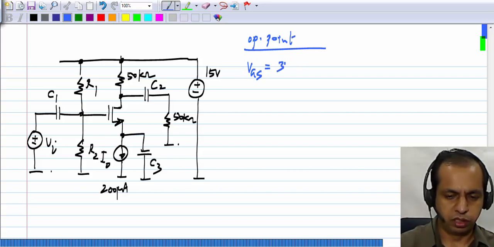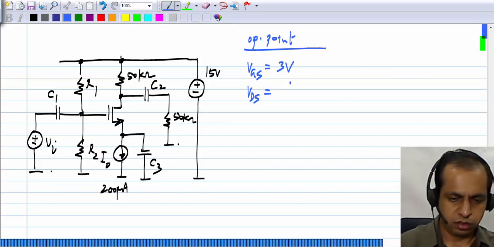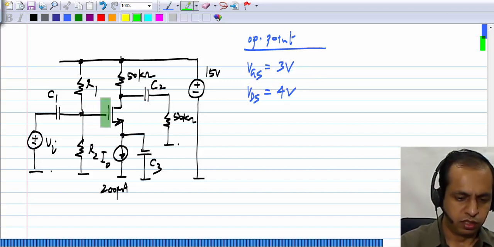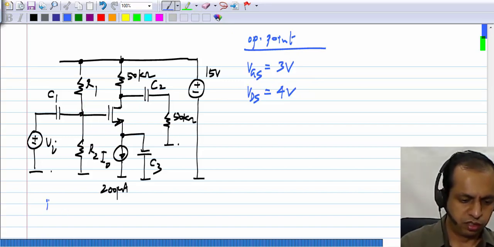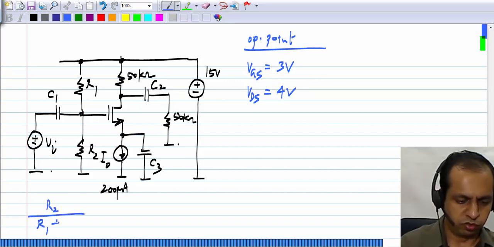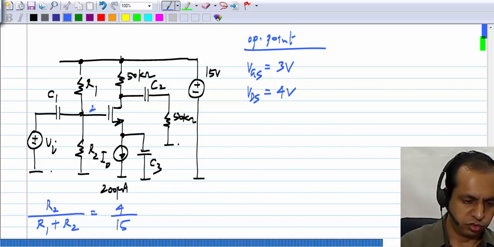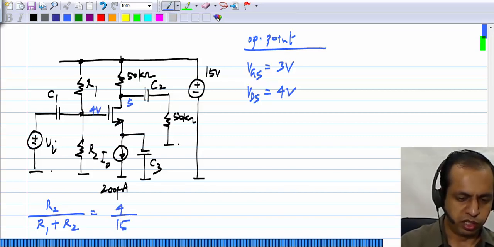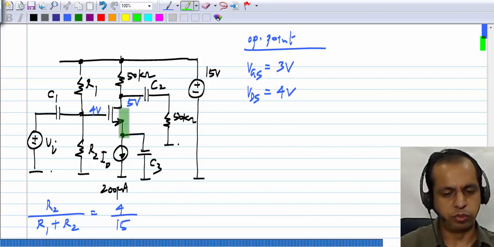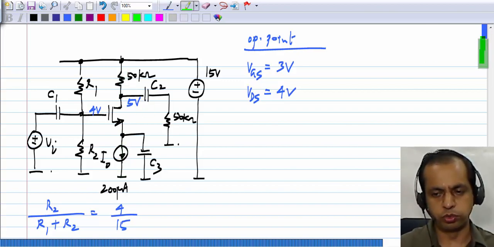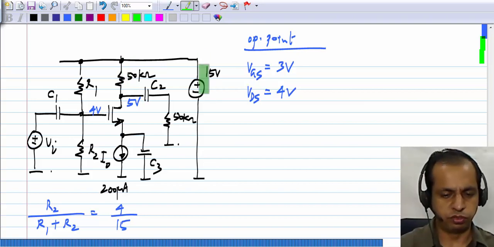VGS will be 3 volts, VDS will be 4 volts, because for this node here, I'll assume that R2 by R1 plus R2 is 4 by 15. So this will be at 4 volts. This will be at 5 volts because this 200 microamperes flows through 50 kilo ohms to give a drop of 10 volts. So 15 minus 10 is 5 volts over here.